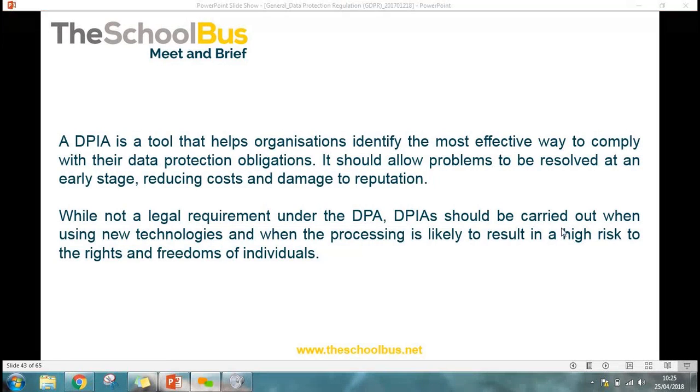Jane has just asked a question about conflict of interest in DPOs. Jane, if it's okay, that's on our next couple of slides. I will answer that point specifically when we get there, if that's okay.